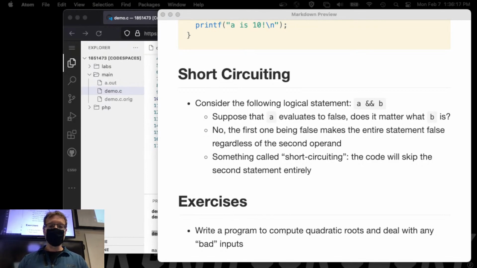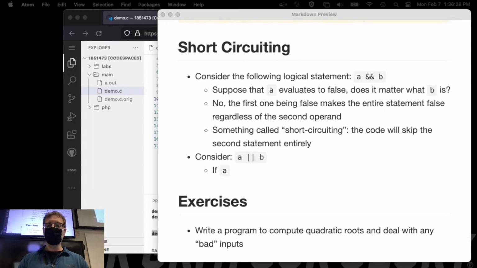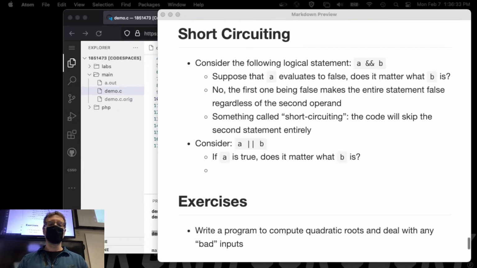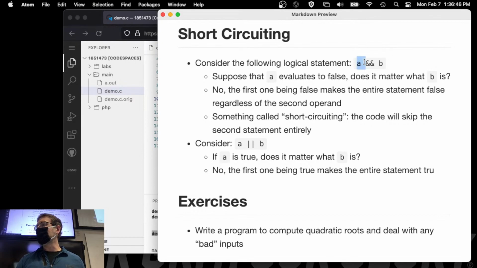So again, consider the following, right? Consider A or B. There we go. Let me go ahead and unindent that. If A is true, does it matter what B is? Again, no. The first one being true makes the entire statement true. Now, if the first one were false, then of course we would have to go to the second one. Just like with the AND operator over here, if the first one were true, we still have to go to the second one to see if the entire statement is true. This is called short-circuiting.